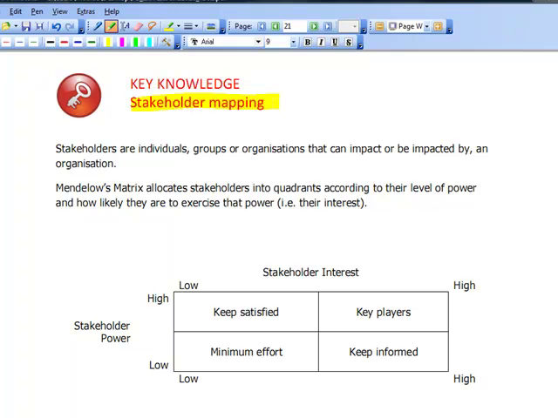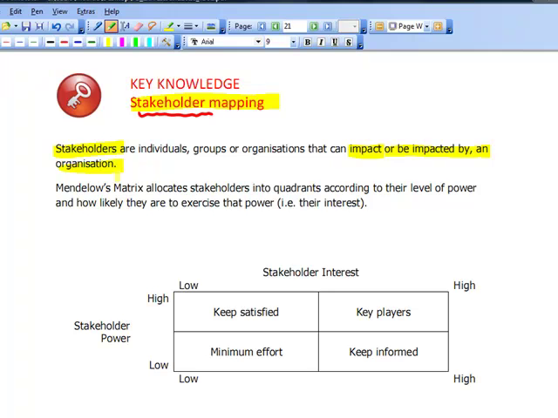First question, though, is what do we mean by this term stakeholder? Well, stakeholders are people with an interest in the organisation. Maybe a slightly more formal definition here. Stakeholders are individuals, groups or organisations that can impact or be impacted by an organisation. This is really one of the first things that an organisation should do, is to analyse the stakeholders to see what they want and see how much they should listen to them.